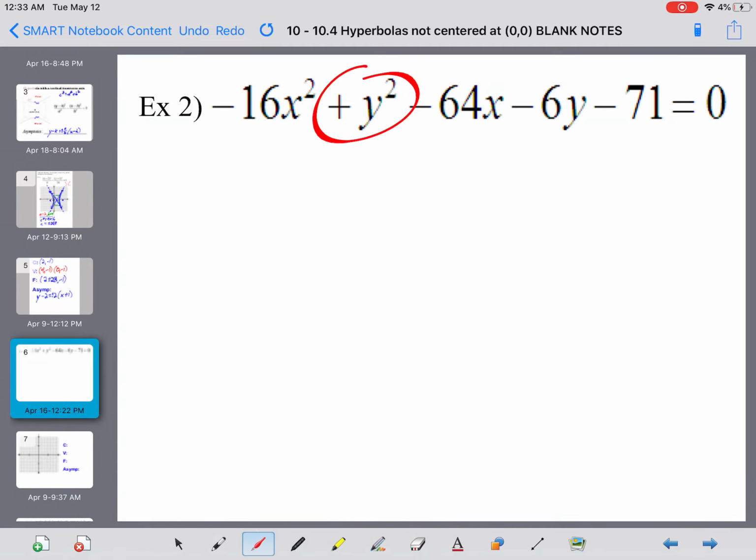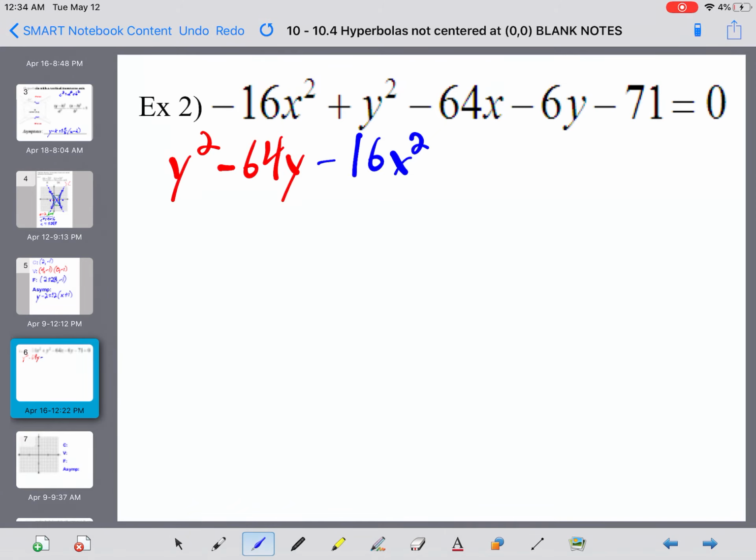What we have to do is complete the square. I want the positive to be out front, right, because I need the minus sign to be in the middle. So I'm going to rearrange this. I'm going to put everything with the y out front. Y squared minus 6y. Okay, I'm going to put all the x stuff together. Negative 16x squared minus 64x.